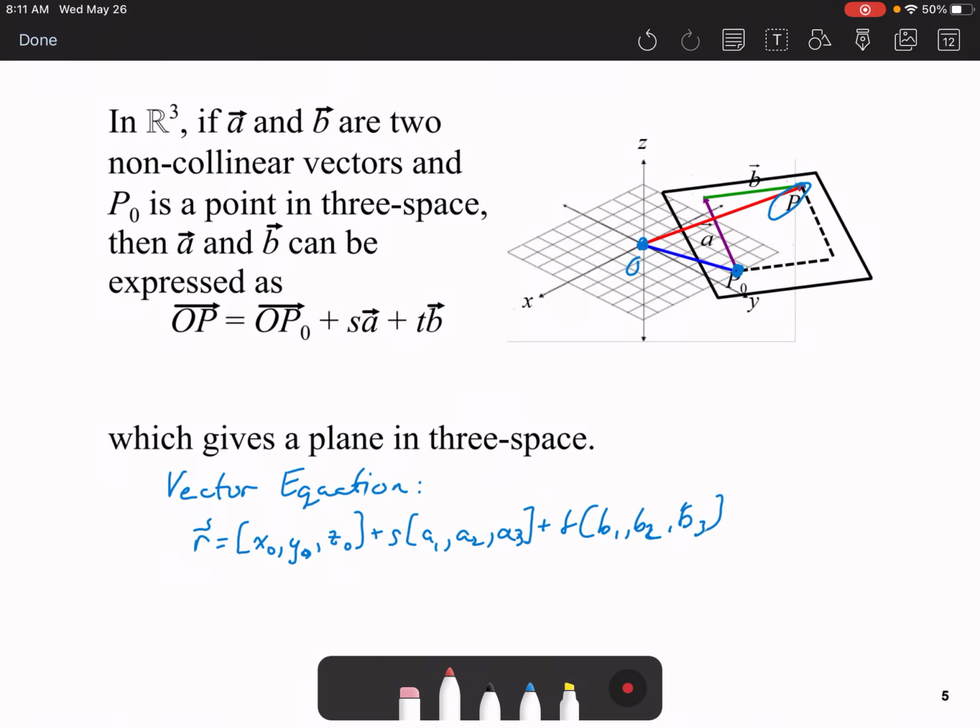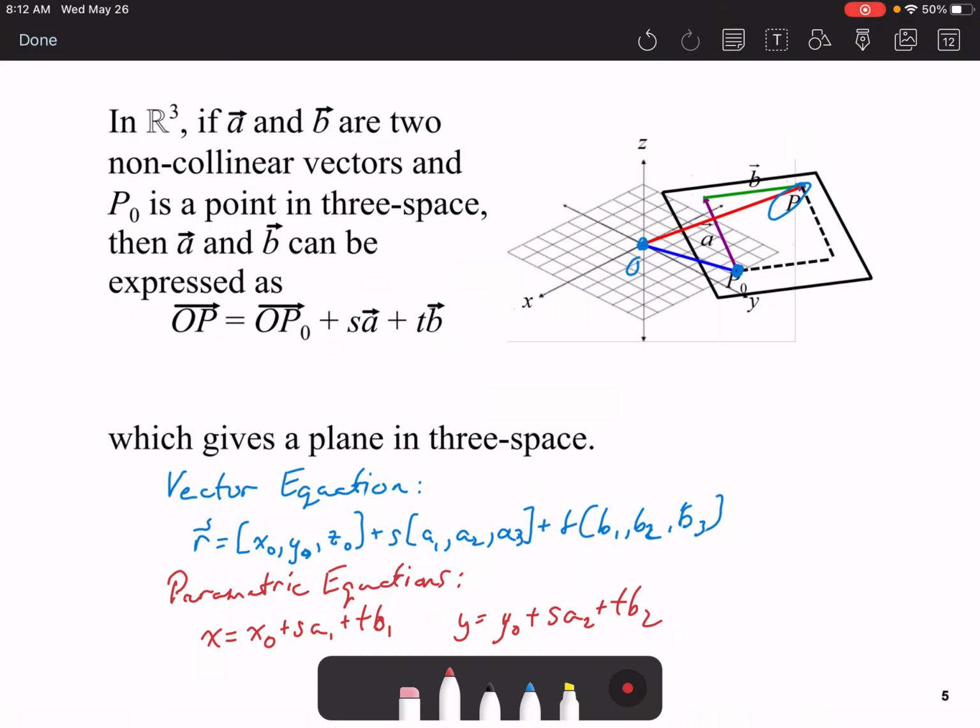So if there's a vector equation, you could probably guess there's also parametric equations. And again, it splits it up by basis of the components. So your x component is x sub 0 plus s times a1 plus t times b1. Your y value is y sub 0 plus s times a subscript 2 plus t b2. And your z component is equal to z sub 0 plus s a3 plus t b3. And follows similar properties. But again, you have to have two non-collinear vectors right here in order for this to work out, and 1 point.